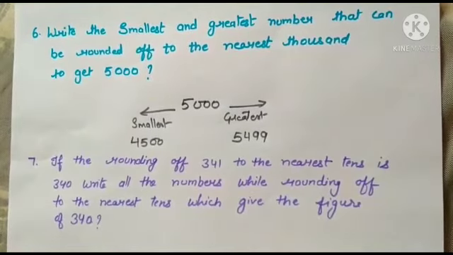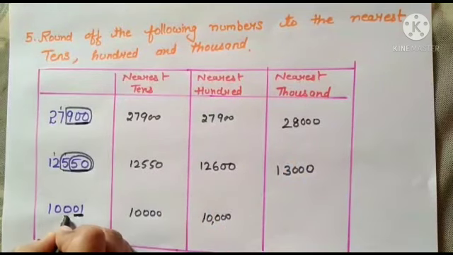Seventh question is, if the rounding of 341 to the nearest 10 is 340, write all the numbers while rounding off to the nearest tens which give the figure of 340.